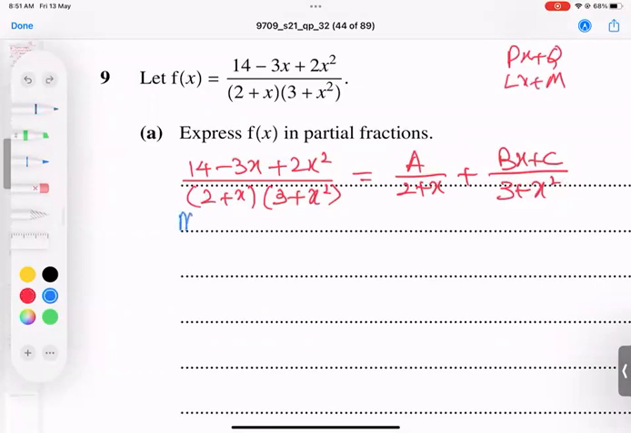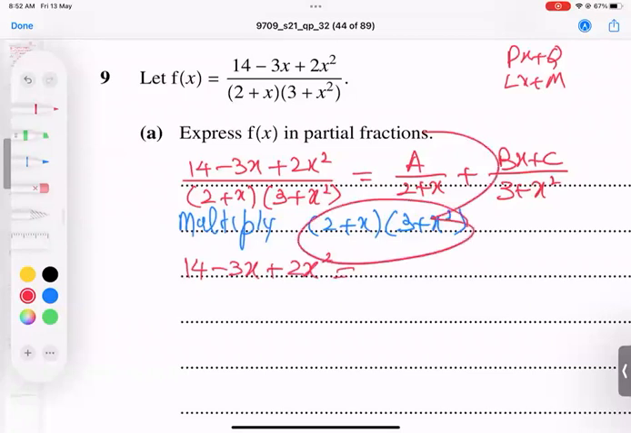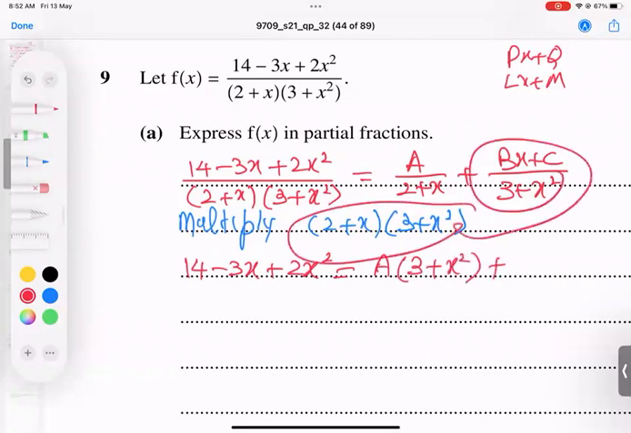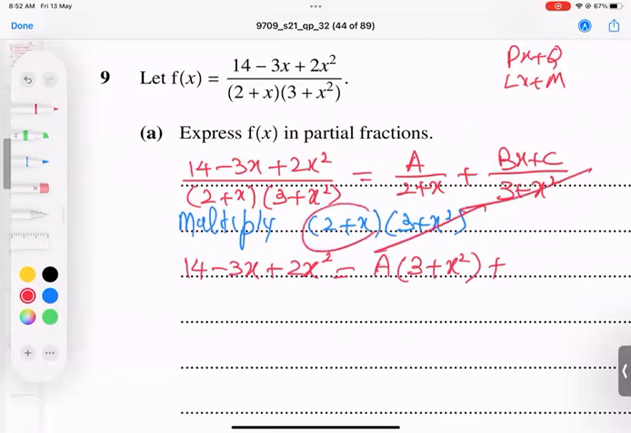Multiply throughout by the left hand side denominator, (2 plus x) times (3 plus x) to power 2. So what happens after that? The left hand side fully cancels. I get this. So when I multiply the whole thing with that, this will cancel with that, and this is left with A. So A times (3 plus x) to power 2. And when this is multiplied with this factor, this is fully cancelled, and this will multiply with that.